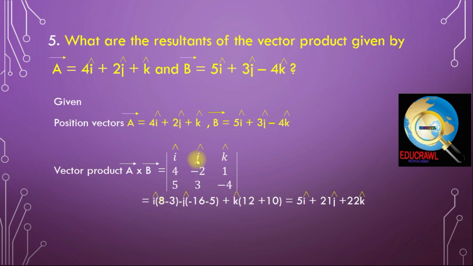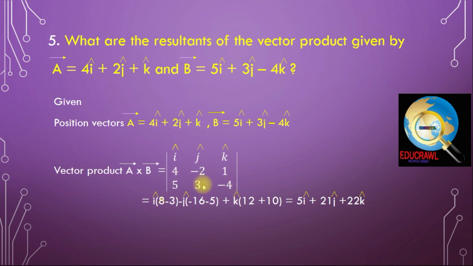Now when you do for J cap, put a minus sign. This is the method. So minus J cap into, you have to hide with your two hands where J cap is there. J cap is there in the first row and in the second column. So these two you have to hide with your hands. So when you just hide it, the remaining numbers will be 4, 5, 1, minus 4.